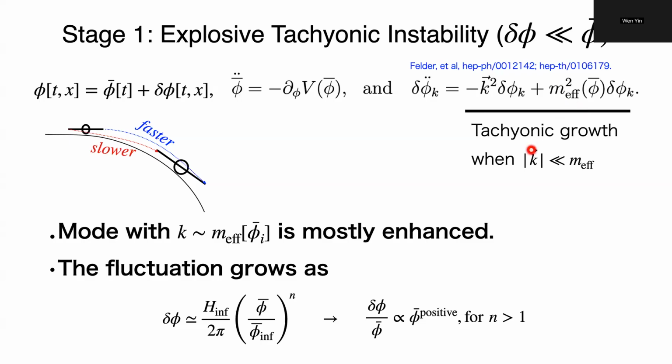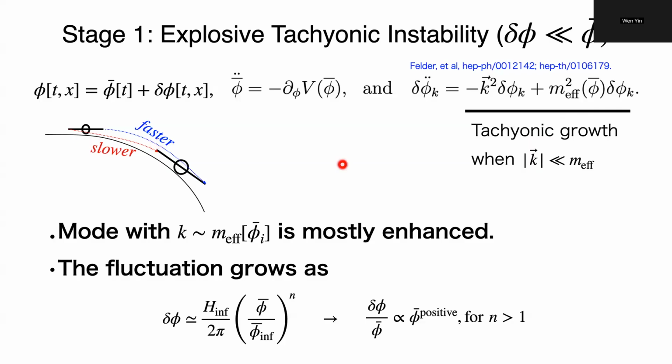Okay. So in other words, because the potential, I mean the curvature, is changing very fast, if we consider some fluctuation in the space, when this quantum fluctuation gives a slightly larger field value, then this field value will roll faster compared to the field value that is smaller, right? So then we get this fluctuation growth. So this is the dynamics of tachyonic instability.